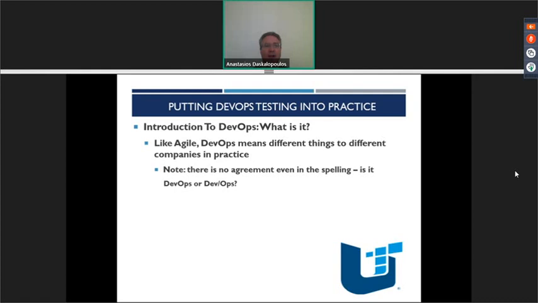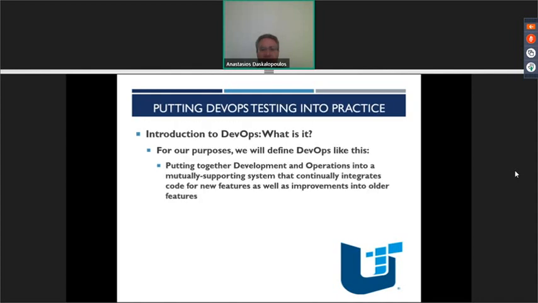Let's do a brief introduction. For our purposes, we will define DevOps like this. Putting together development and operations into a mutually supporting system that continually integrates code for new features as well as improvements into older features. So basically, we take development and operations and put them together and let them work together.